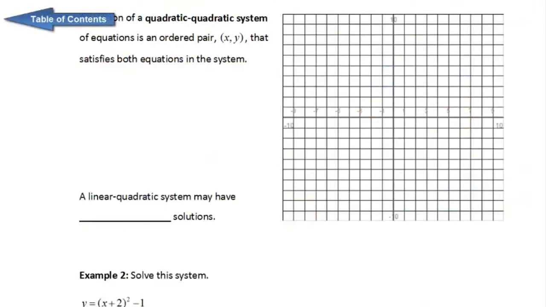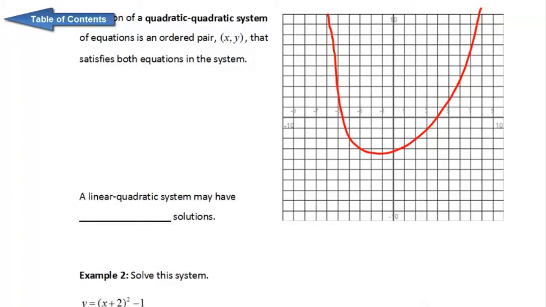Alright, so just like with a linear quadratic system, the solution of a quadratic system of equations is an ordered pair (x, y), no different, that satisfies both equations in the system. So what I'd like you to do now is I'm going to draw a quadratic on here, just like the last one I did. Okay, it's pretty ugly as per normal.